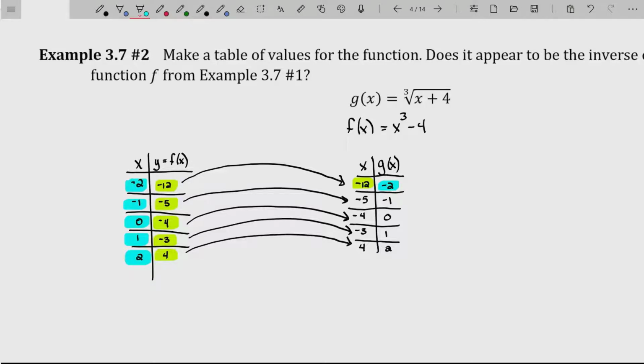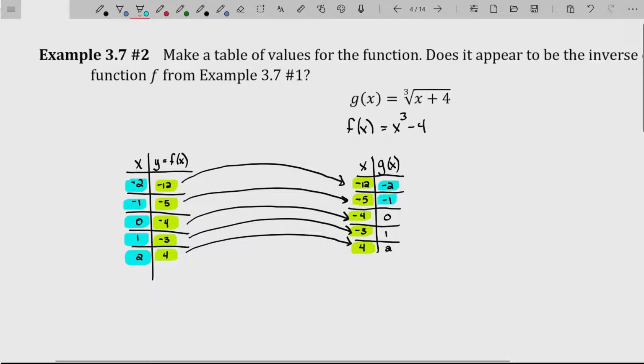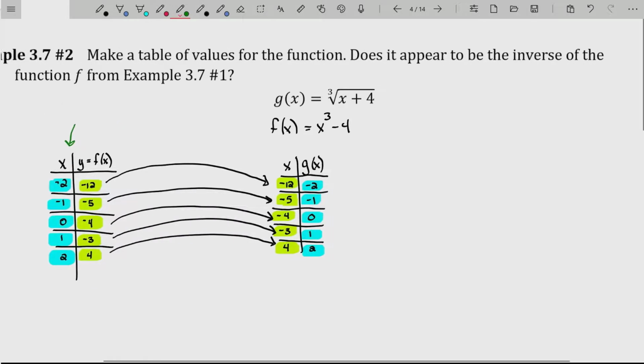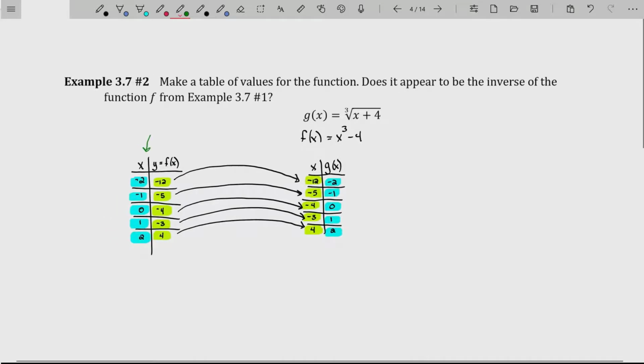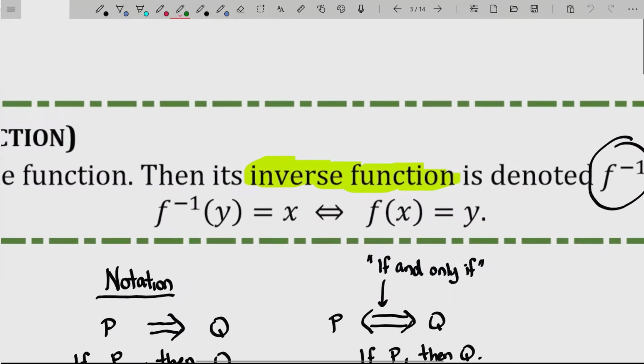Well, let's just double check that with everything. So I'm going to look through, I'll pre-highlight. I'll look at -5, -4, -3, and 4, and notice where they lead. They lead to -1, 0, 1, and 2, which are identically what they were coming from in our original case with the function f. So it appears that g is the inverse of the function f from example 3.7, number 1. And it's critical to remember why I'm saying that.